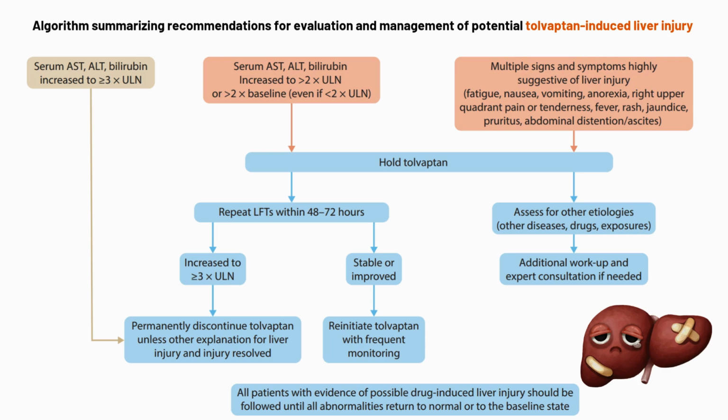If liver enzymes continue to rise and reach 3 times the upper limit or higher, then tolvaptan should be permanently discontinued unless you clearly identify another cause and the injury resolves. On the other hand, if values stabilize or improve, you can consider reinitiating tolvaptan, but with close and frequent monitoring. In parallel, especially in symptomatic patients, you should actively assess for other etiologies, including medications, viral hepatitis, autoimmune disease, biliary pathology, and if needed, involve hepatology early for additional workup.